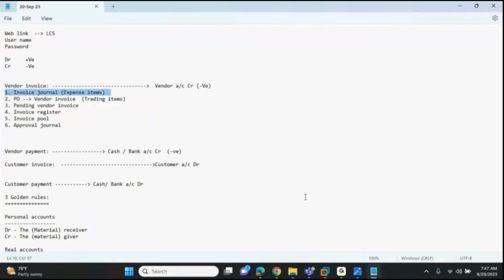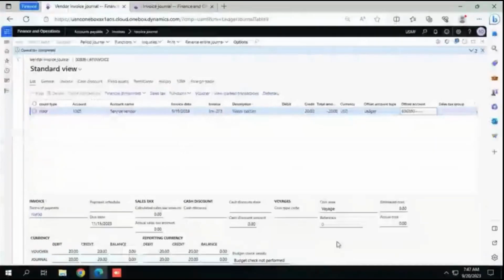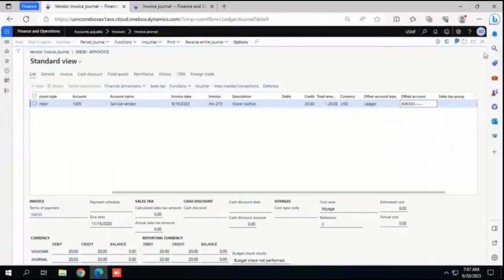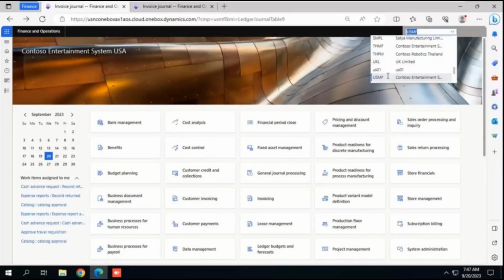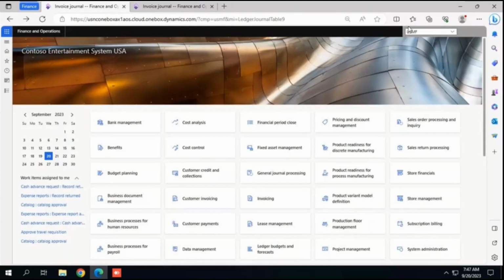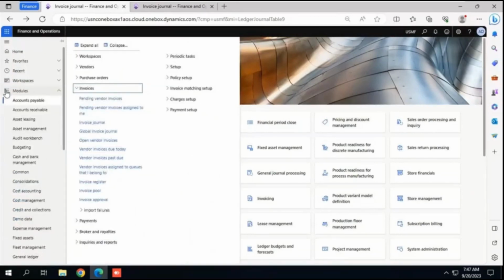Okay, let me show you once again the vendor invoice journal, the one transaction I have shown you. Let me show you once again in the system. You need to go to the USNF company for practicing purposes. USNF company means United States of America Manufacturing Company.